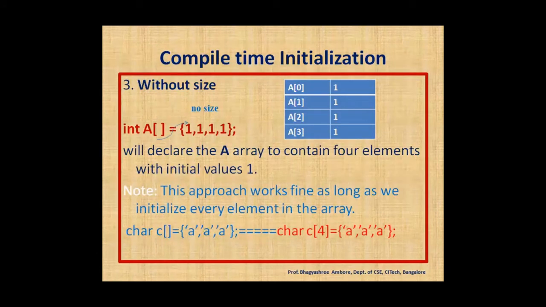That is compile time initialization, but without mentioning the array size. What I have done here: integer, name of the array is A, and I have not mentioned anything, no size. I have given values. What the compiler does here is count the number of values you have given. Here, how many values have I given? 1, 2, 3, 4, and it fills the array size as 4. And here, all the locations will be initialized with the value 1.